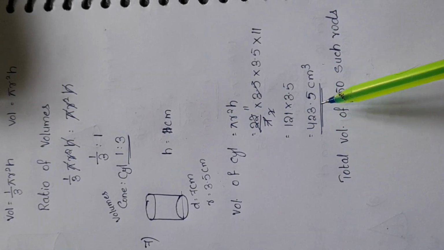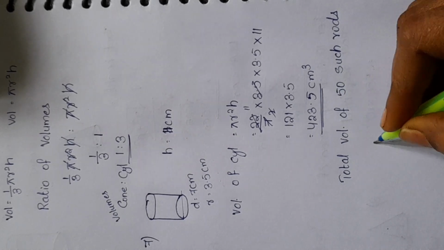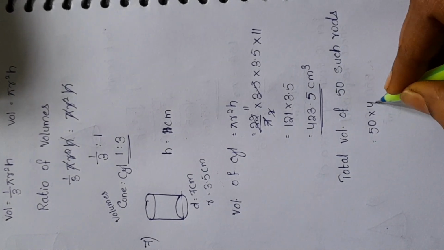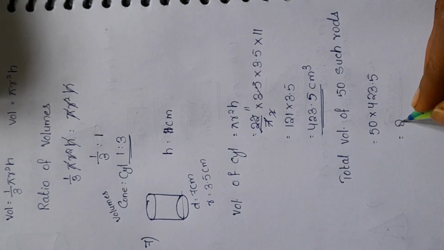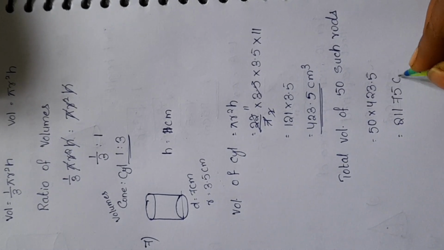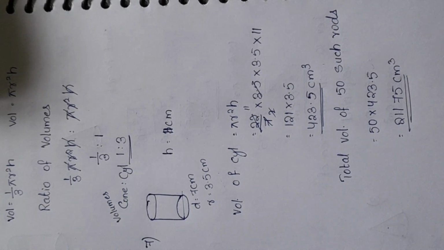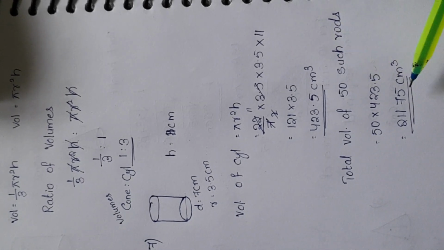Now we got the volume of one rod. Now total volume of 50 such rods is 50 into 423.5. On calculating, we get 21175 centimeter cube. This is the total volume of 50 such rods.